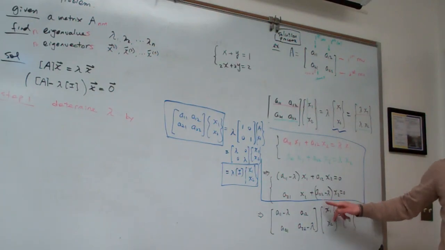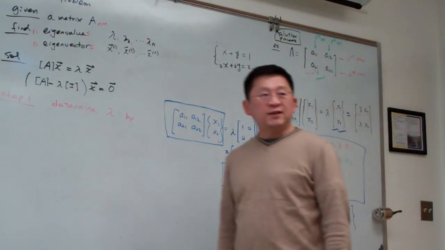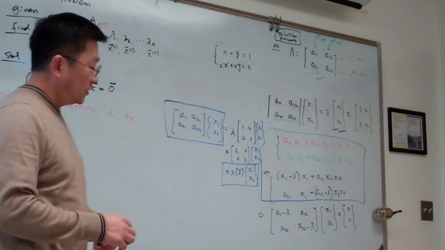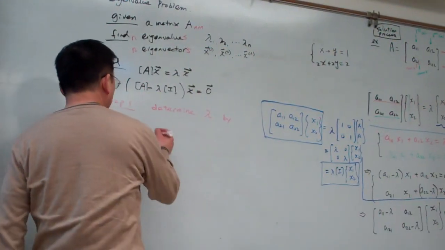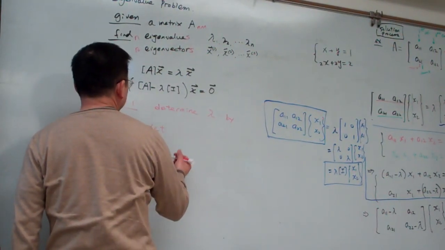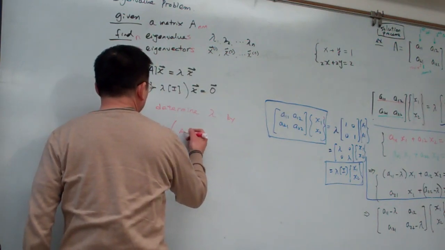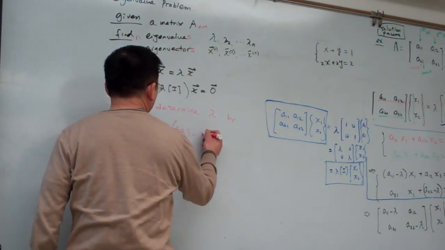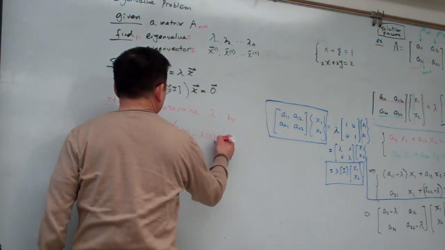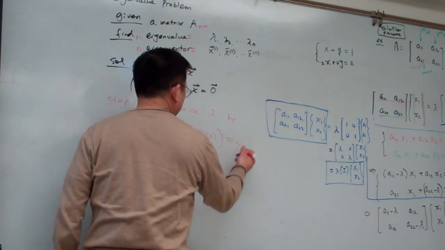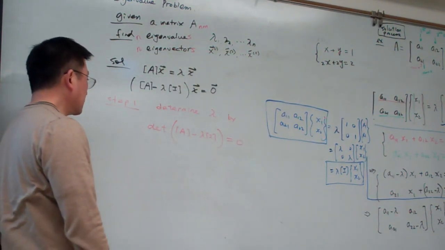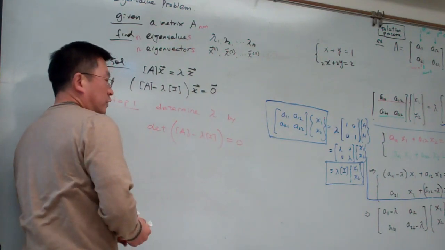Keep this in mind, and then to implement that statement in linear algebra, we simply do this: determinant of A minus lambda I equal to 0.